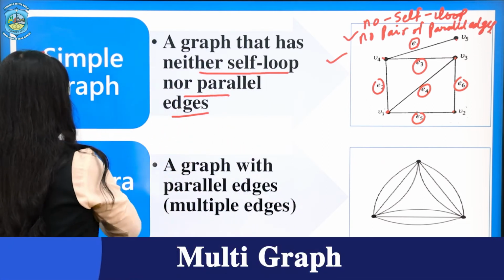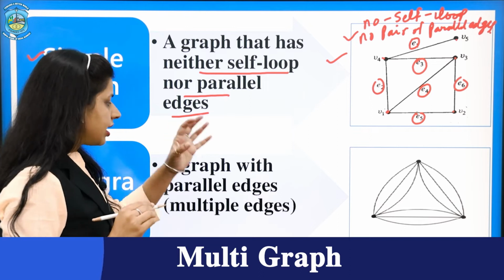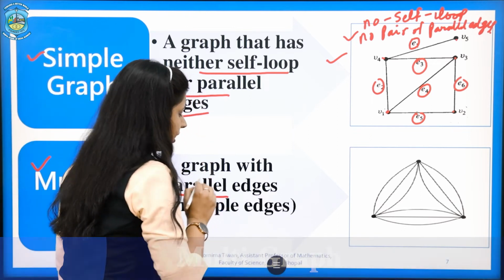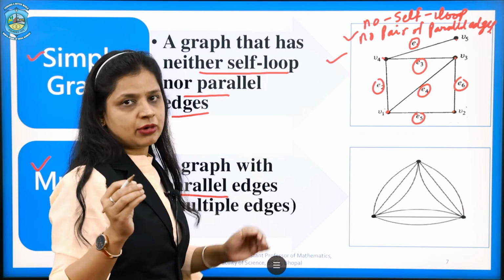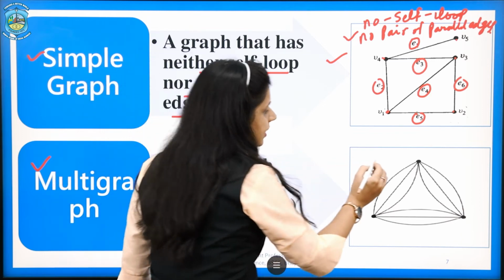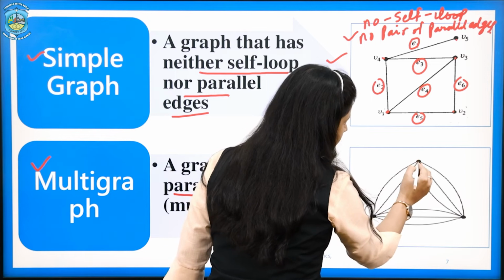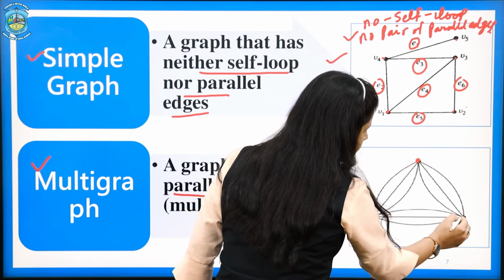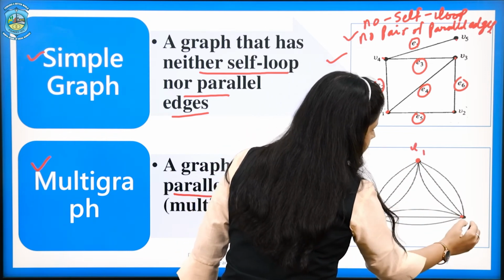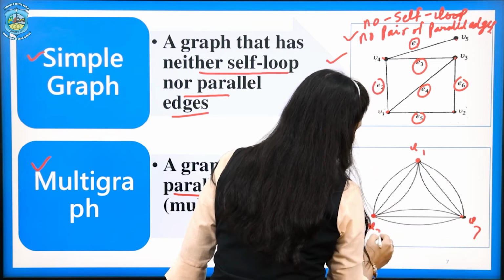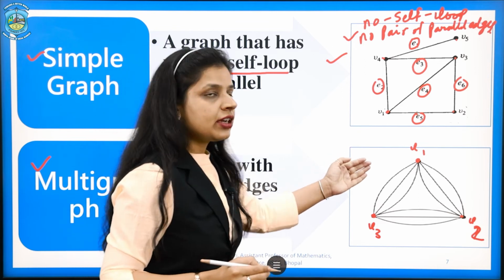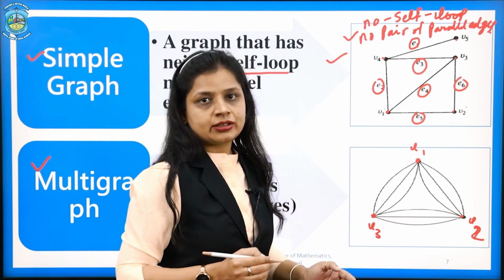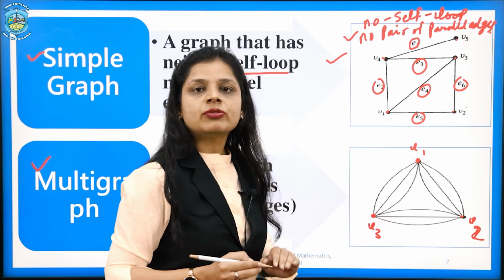Next graph is multigraph. A graph with parallel edges, which are also called multiple edges, is called a multigraph. This is an example of multigraph. You can see here we have 3 vertices V1, V2 and V3 and different pairs of parallel edges. So, this is an example of multigraph.